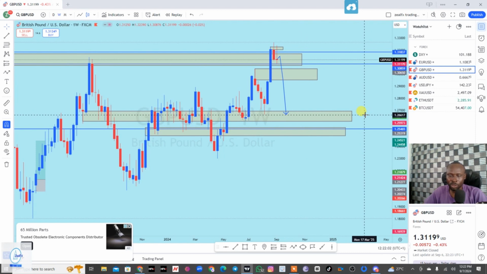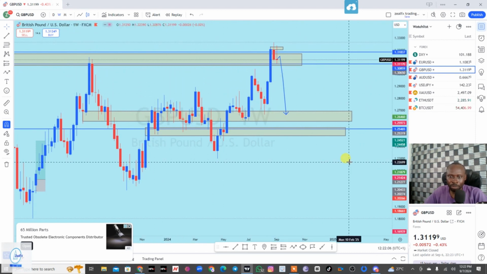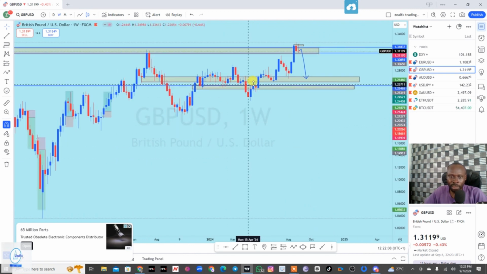As long as Great British Pound USD is on a resistance level, we expect price now to move to this region this week. We are expecting price to move to our weekly support. It might take one or two weeks, but we expect we get to this weekly support. So I'm expecting price to come down to this weekly support this week.